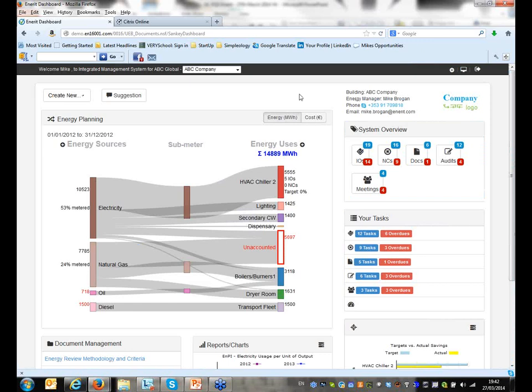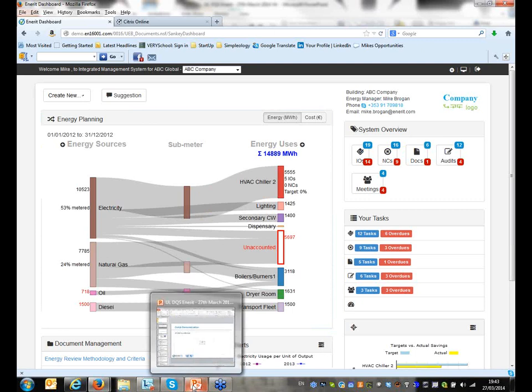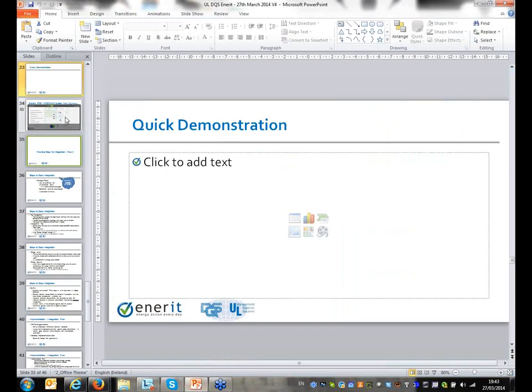So that's all I want to go through with you, just a quick overview to show you how you could integrate the different systems into one system and have a complete overview of your 14001, your 50001, and even 9001 and other standards as well. So let's just go back to my slides.